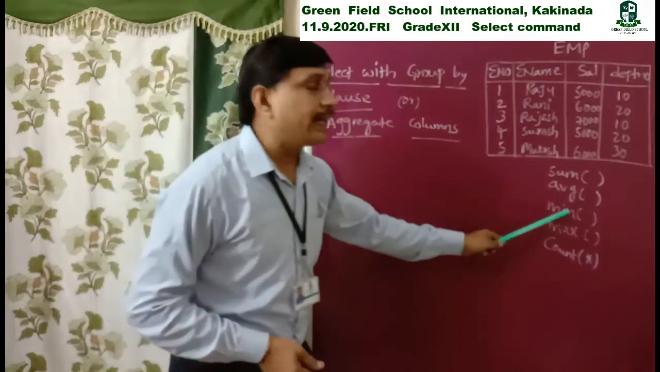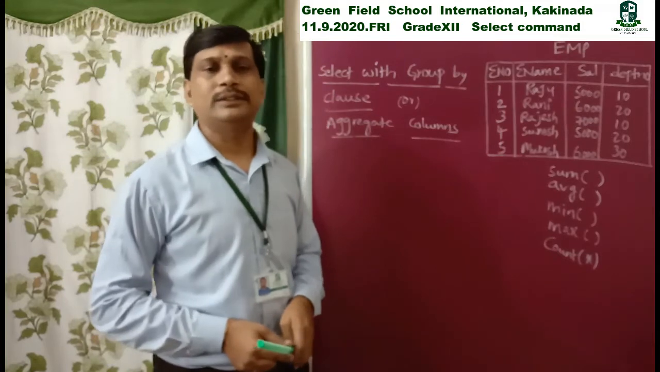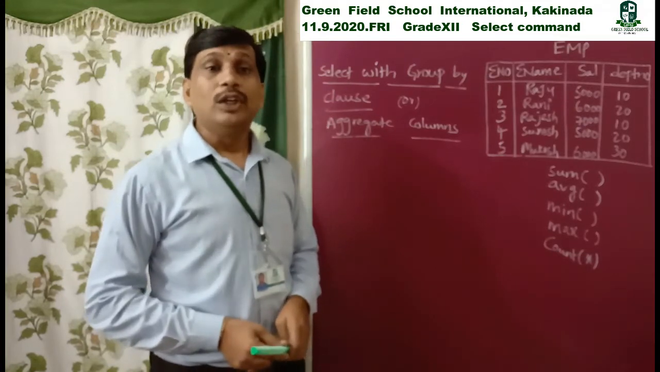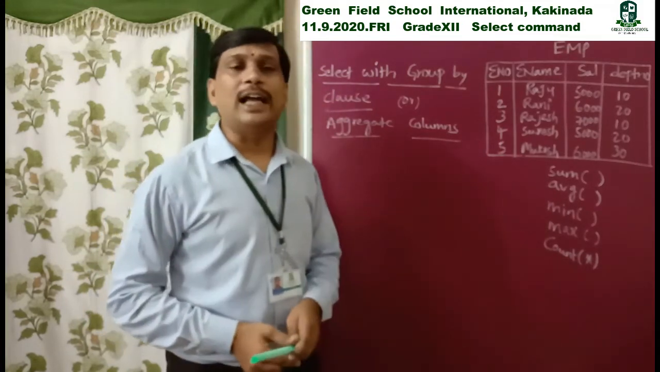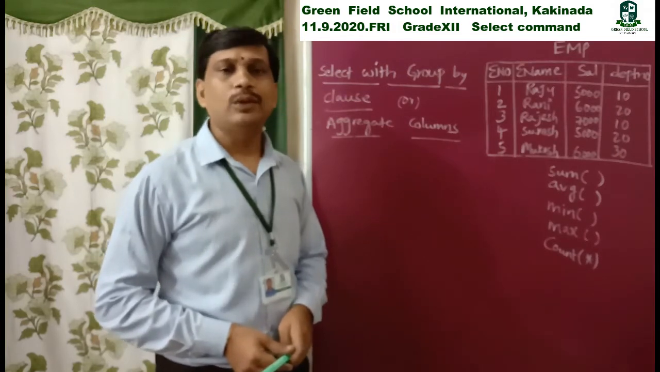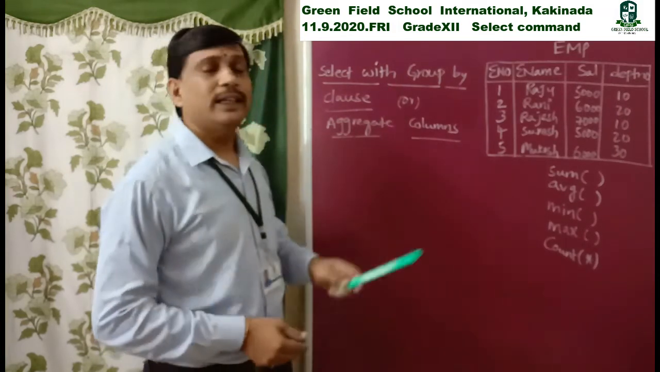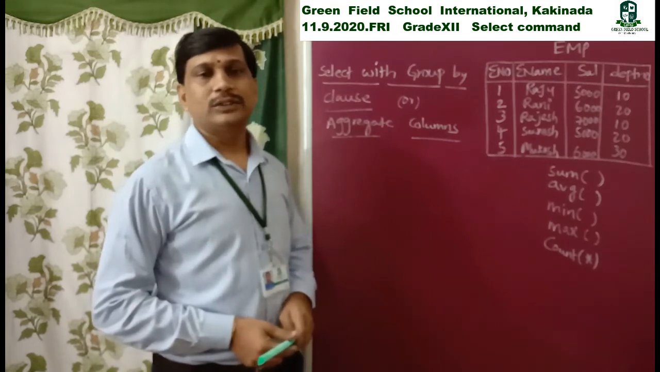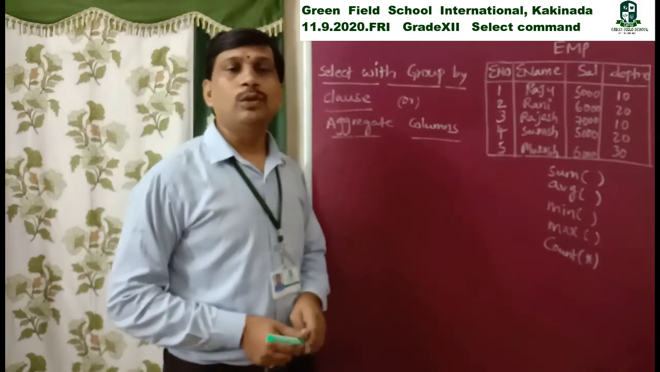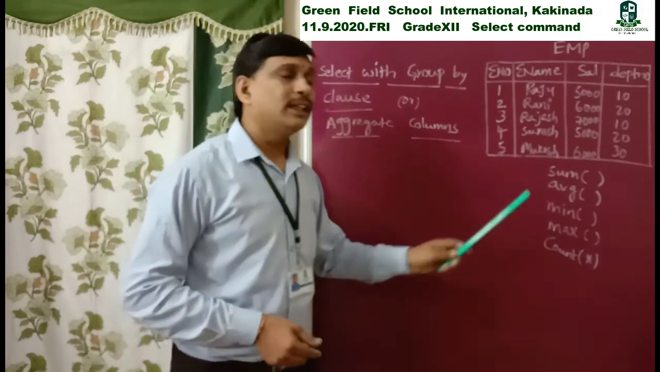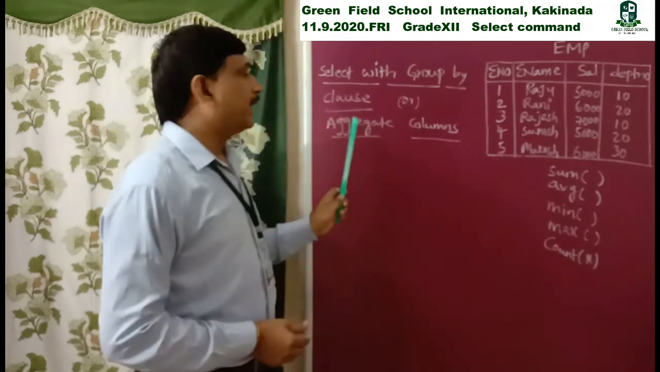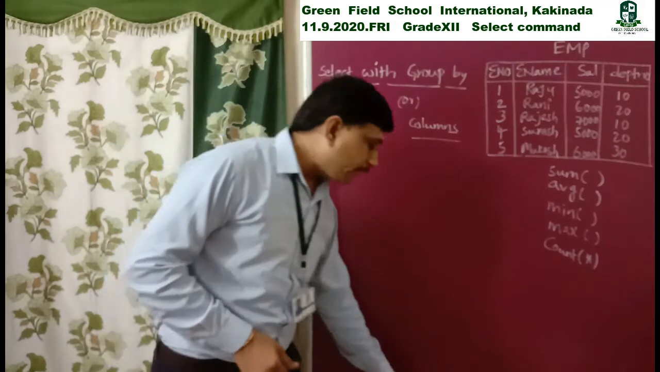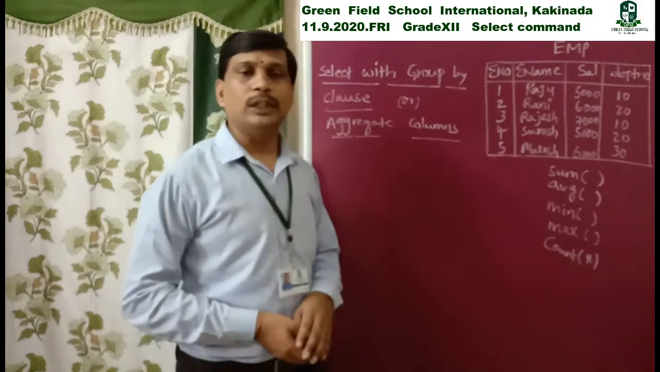We use aggregate columns in our select command. Understood my point? When we use these columns in the select command, we use group by or having clauses. So how do we achieve group by and having? By using these aggregate columns. I explain one example by using this table.